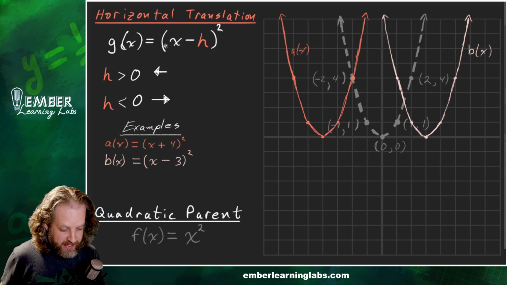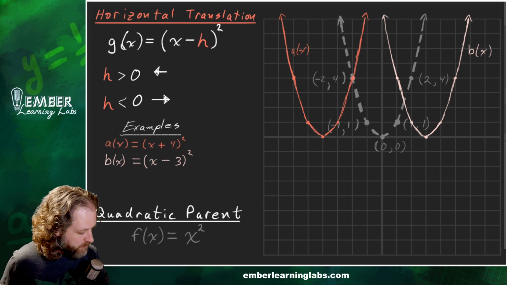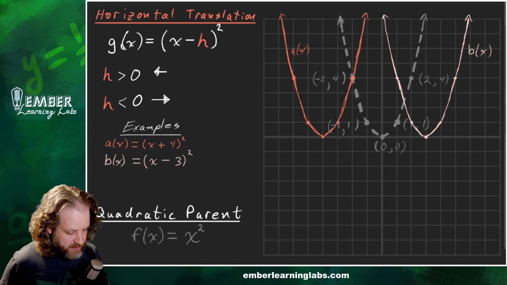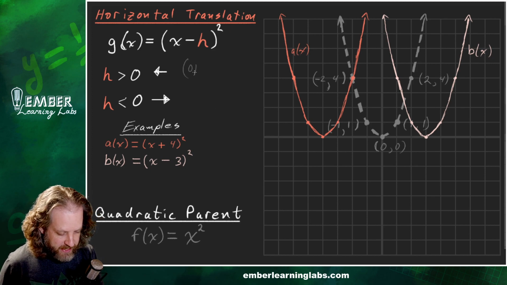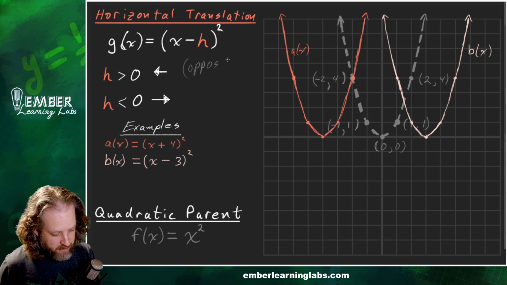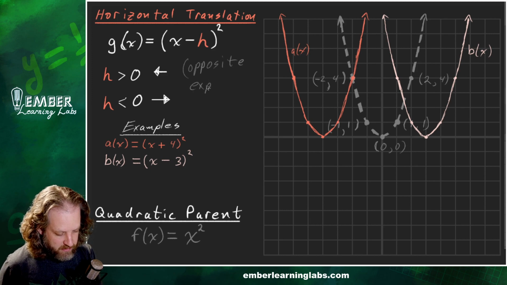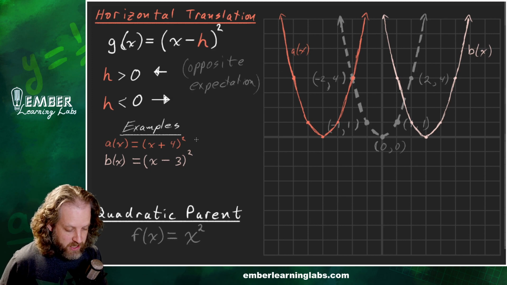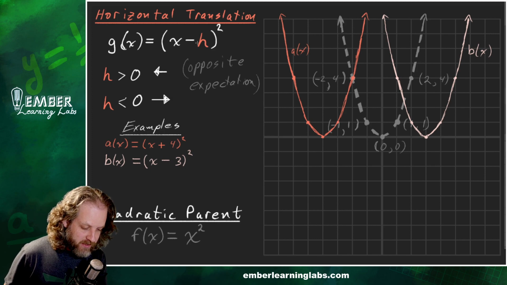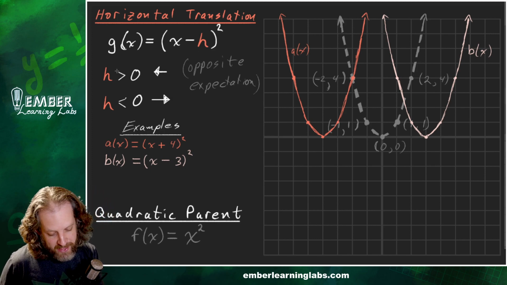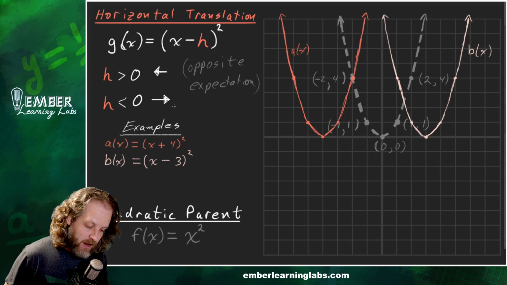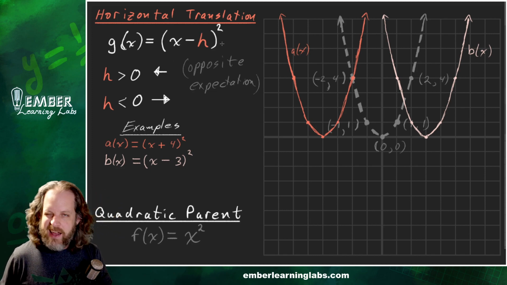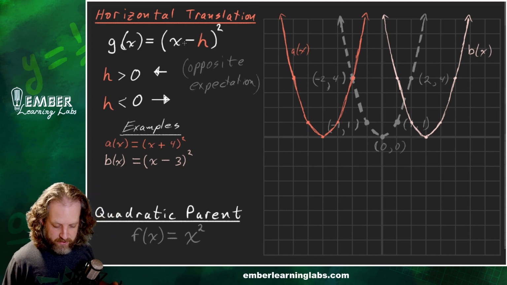So inside parentheses, there's one thing I want you to remember: inside the parentheses, it moves opposite expectation. Opposite expectation. So if h is positive, it's going to move to the left. If h is negative, it's going to move to the right. Now, why does it do that? It's because of the negative, and it's kind of how squares work and all those kinds of things.